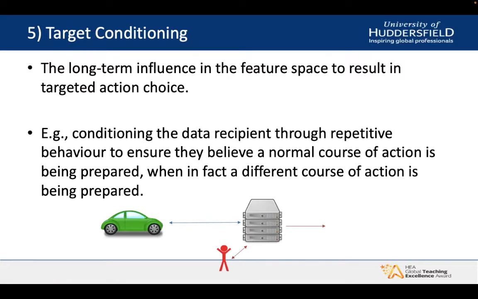Target conditioning is a little bit more challenging and long term. So this would be where we'd be looking to change any sort of adaptive behaviour within the system through repetitive training. So we'd be looking to gradually introduce data into the system which makes it believe that something is normal, and that could then be something that in the future it would expect to see. So it could be a very gradual change of behaviour which could have significant consequences.